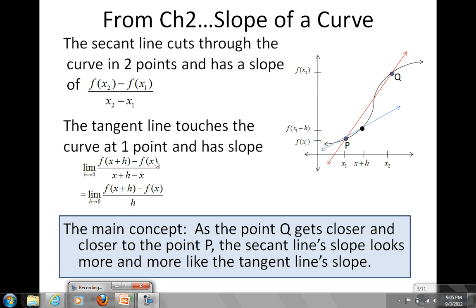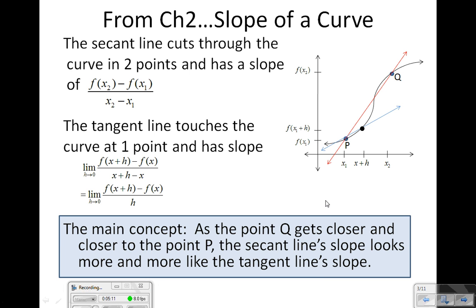So when I plug in over here the change in y over the change in x, of course the denominator, the x, drops out, and we get our formula that we saw in 2.4. Just to recap, I put here at the bottom the main concept is that as the point Q gets closer and closer to the point P, the secant line looks more and more like the tangent line's slope. That is actually a huge concept. If you can understand all of that, you're pretty much set for most of the conceptual part for derivatives.